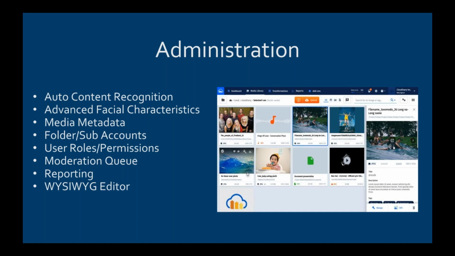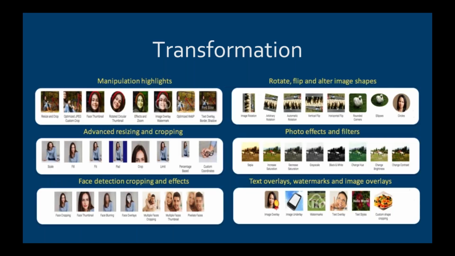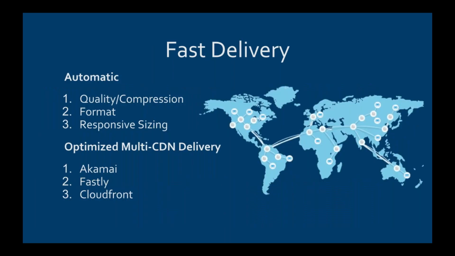And you also have an editor, like I said earlier, that you can use to perform all sorts of transformations for your images. And down to transformation, you have all sorts of filter and cropping and all sorts of manipulation you want to do to your images. And here we just have a list of some of those manipulations: effects and zooming, image overlay, watermark, advanced resizing and cropping, flipping the images, altering the shapes of the images, different types of photo effects and filters, branding your images. Cloudinary provides the ability for you to do all of that.